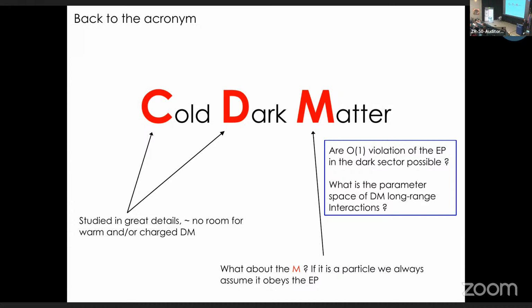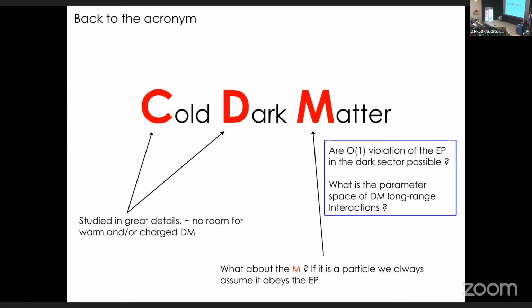So when we write CDM, and we say matter, and we say this is a particle, we are implicitly assuming that the inertial and gravitational mass of dark matter is the same, but no one has told us that this is actually true, right? And so what we wanted to do was to ask ourselves the question: are order 1 violations of the equivalence principle possible? And more generally, what is the parameter space of long-range interactions in the dark sector? Because so far, people have only focused on collisions of dark matter with each other.